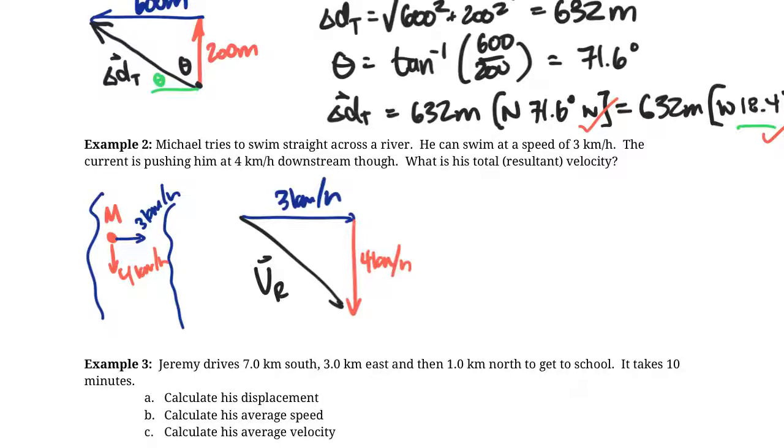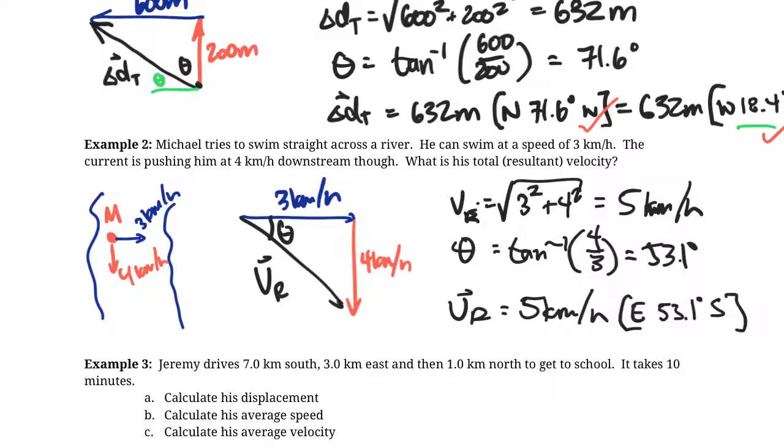So I want you to pause the video now and see if you can figure out that velocity. Remember, velocity includes direction. Pause it here, go. Okay, that's what I got: 5 kilometers per hour east, 53.1 degrees south.